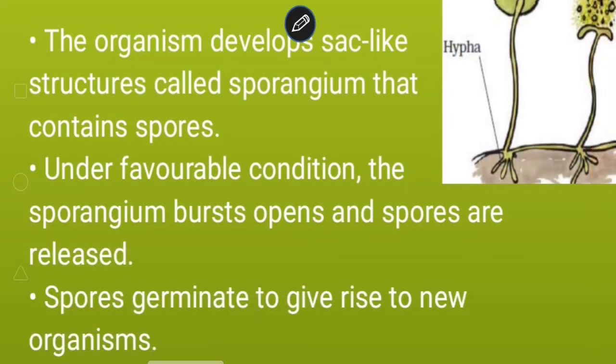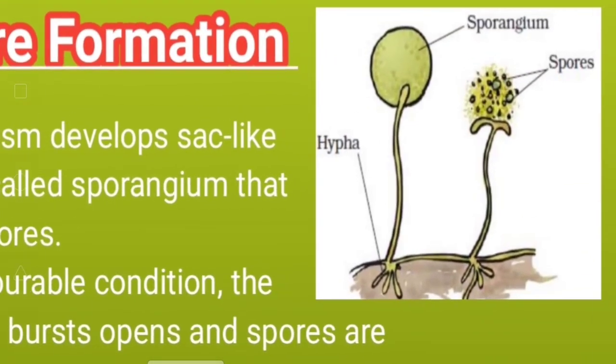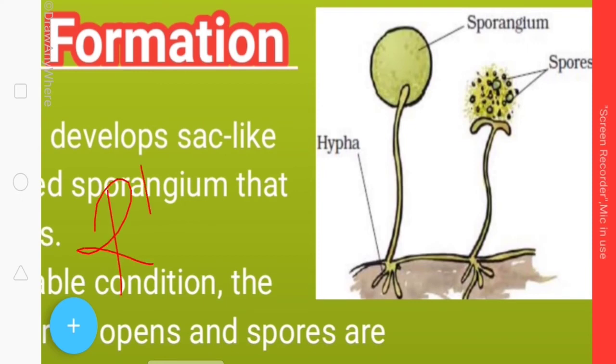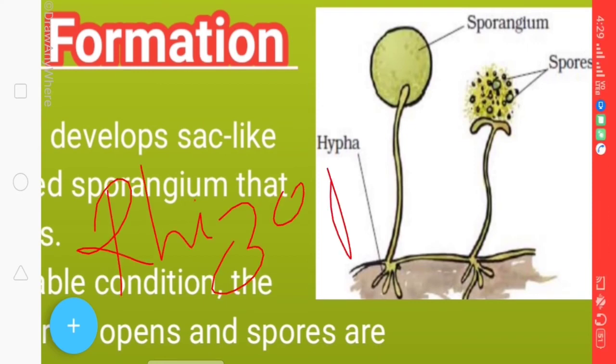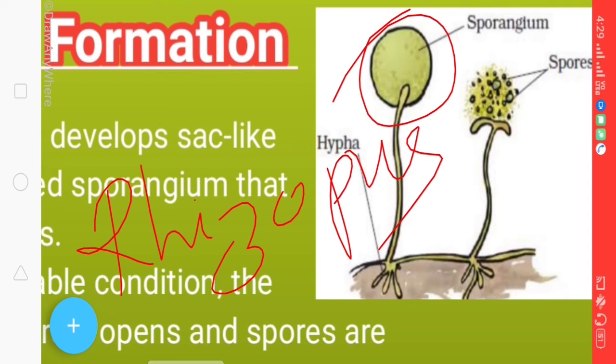On the right hand side again we have an image of rhizopus, which is a fungus. In rhizopus we can see the sporangium. Sporangium is an asexual reproductive organ, and inside the sporangium we have loads of very small spores. From these spores we can get a new organism, means a new rhizopus.